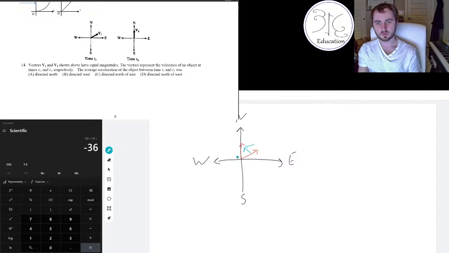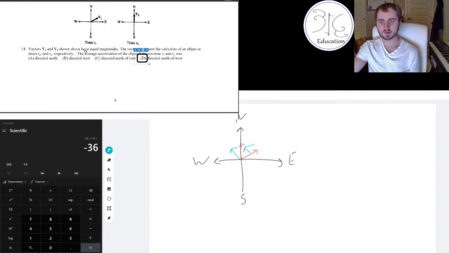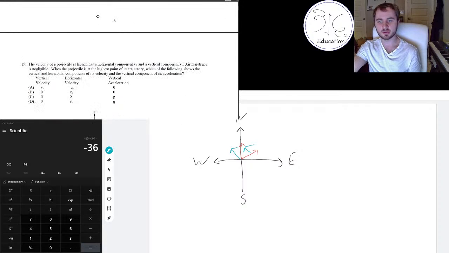And so if we displace this vector down to the origin to see where it's pointing, it's north of west, kind of in a northwest angle here. And so that would be D, north of west. And that's just because we need to conserve the length of the vector. And that's because of this first sentence, they are shown to have equal magnitudes.